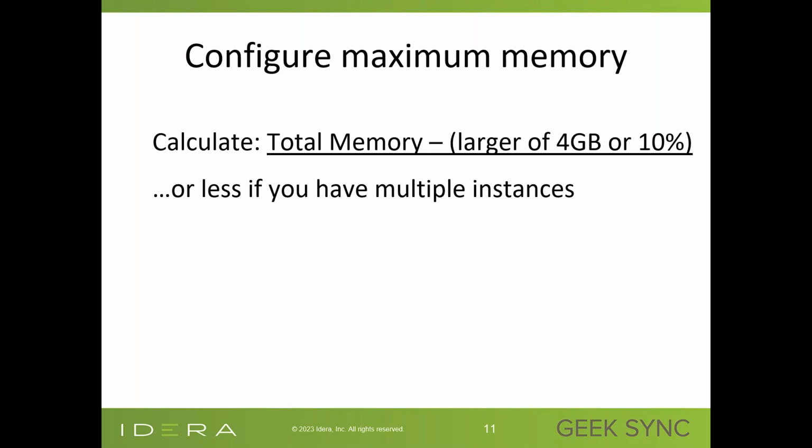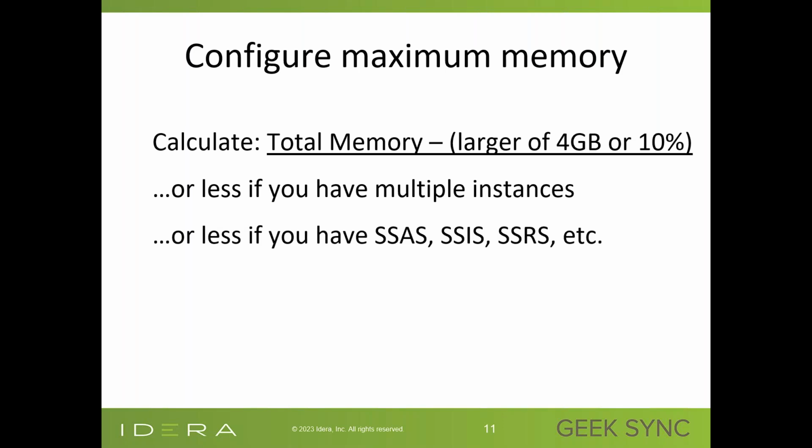You'll have to get out your pen and pad and do some calculations to figure out how much memory each instance should probably have. And if you have Analysis Services, Integration Services, Reporting Services, or even an application that uses the database installed on the same server, you're going to want to make that even lower. Again, we're trying to avoid memory contention. We're trying to avoid anything that's going to push your Windows operating system to use a paging file, or just have any memory contention whatsoever.